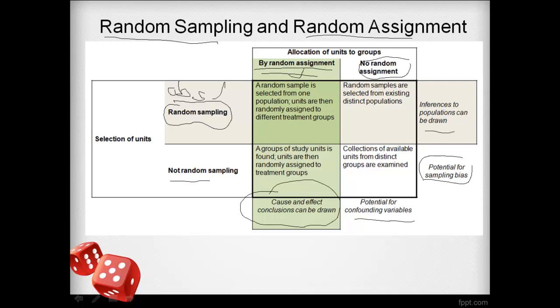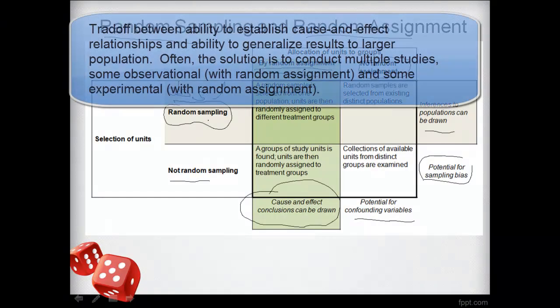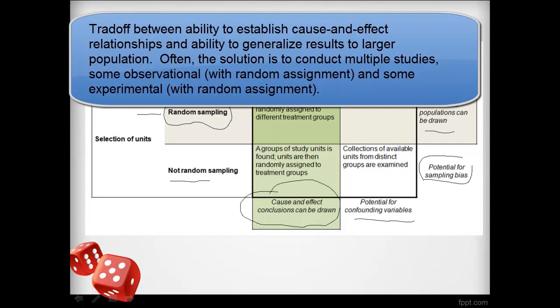Don't have it very often, but if you did, you would randomly select individuals from the entire population and then randomly assign those to groups. So by random sampling from the population, you can have inferences, and by randomly assigning, you can have cause and effect. We often have to make a choice between those, and there's some trade-offs there.